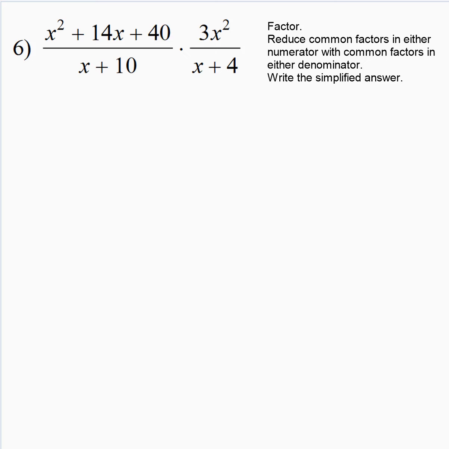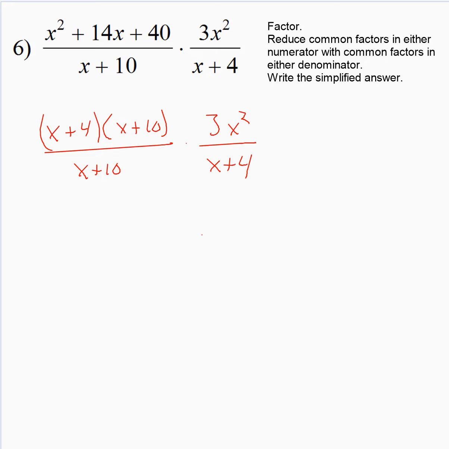Same idea, more multiplying, so we'll factor the numerator. This is an x plus 4 times an x plus 10 over x plus 10, so we see that will simplify, times 3x squared over x plus 4. And so in this case, the x plus 10 cancels with the x plus 10. The x plus 4 cancels with the x plus 4, and we're just left with 3x squared over 1, because this simplifies to 1 when we simplify here and here. But we don't write it like that. We write 3x squared.